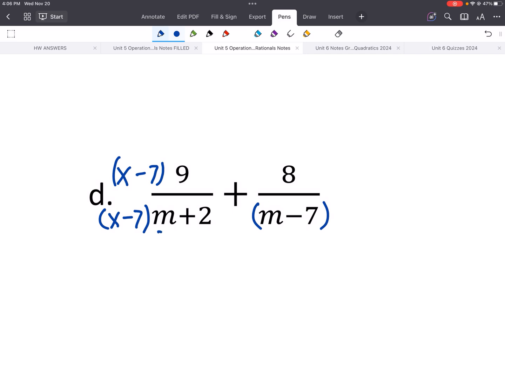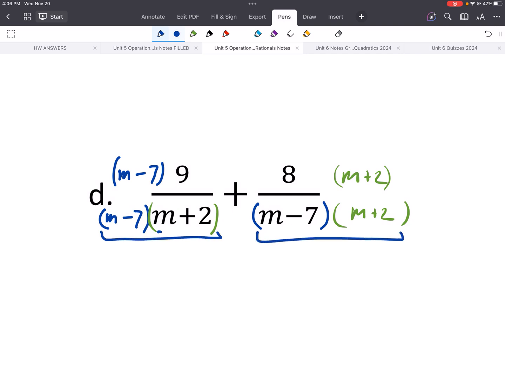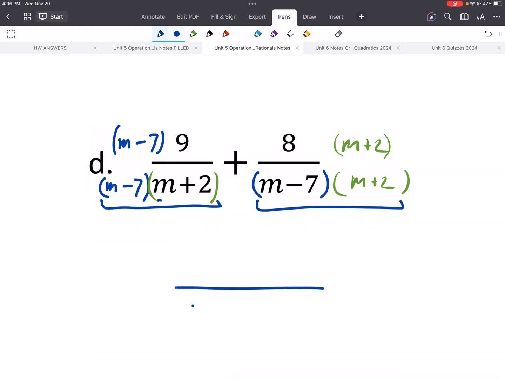And then for this m plus 2, there's not an m plus 2 on this side, so we would want to, sorry, I'm changing variables, these are m's, m plus 2 and m plus 2. Okay, let me fix those really quick. Okay, so now we have a common denominator. Both of these are the same. So that means that we can just write that as our denominator, m minus 7 and m plus 2. And then we'll simplify the numerators.